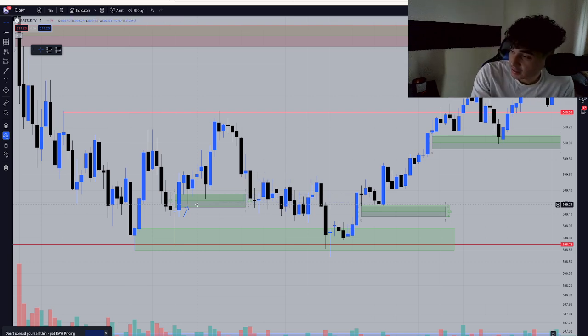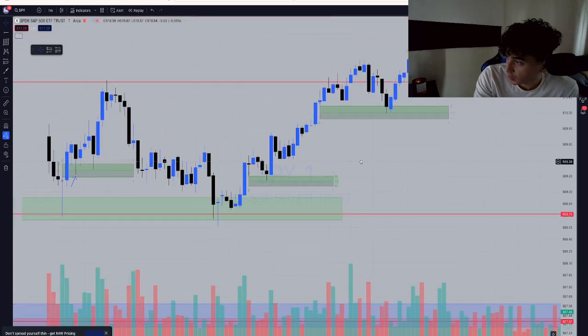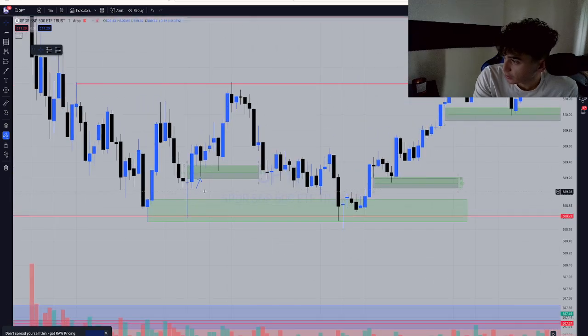Now, let's say that, and you guys can see exactly here, we tapped into that 0.5, and that's when price started to push back to, where did we go? Oh yeah, right here. You can see we tapped into the 0.5 exactly right here, and once we tapped into the 0.5, you can see what happened.